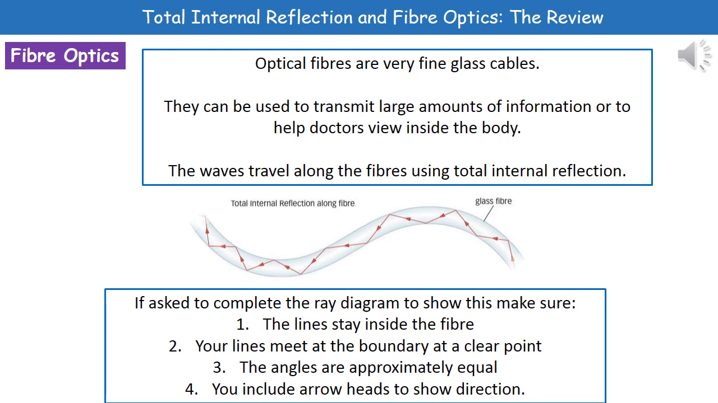Also make sure that your lines meet at the boundary at a very clear point. Don't have them crossing halfway, not actually managing to meet each other, because you're going to lose a mark for that. You've got to make sure that your angles are approximately equal. You don't have to use a protractor, but just make sure that they look roughly equal. So don't have one that's a very small angle and another that's a very large angle. Try to get them all looking roughly the same. And then finally, make sure that you include the arrowhead to show the direction, as you should do with any ray diagram.